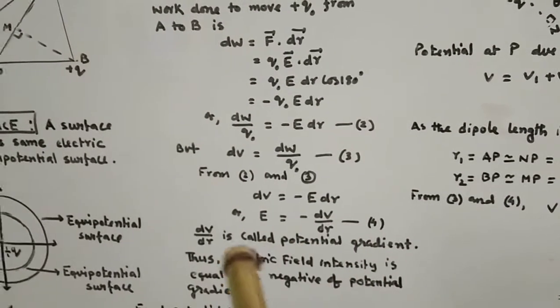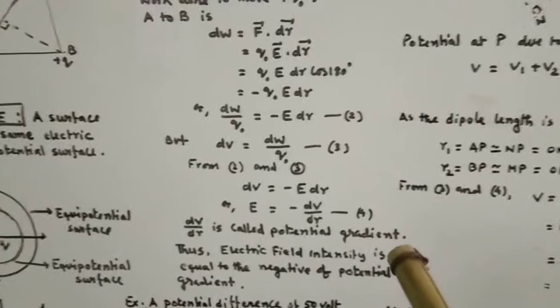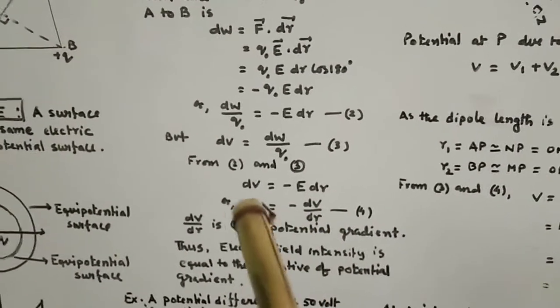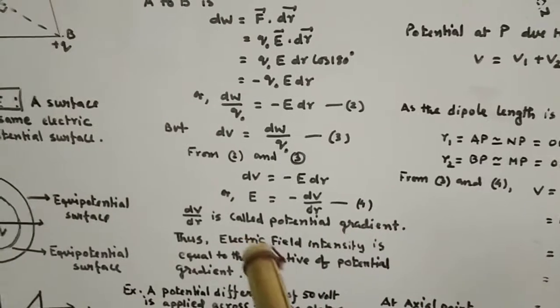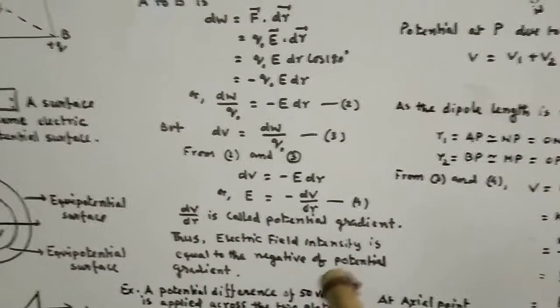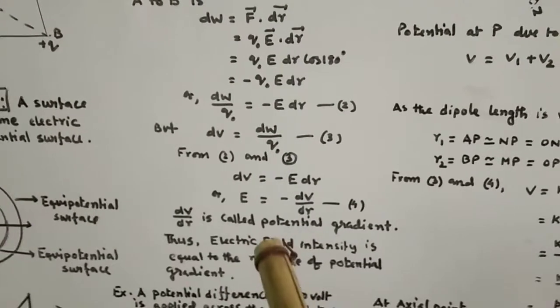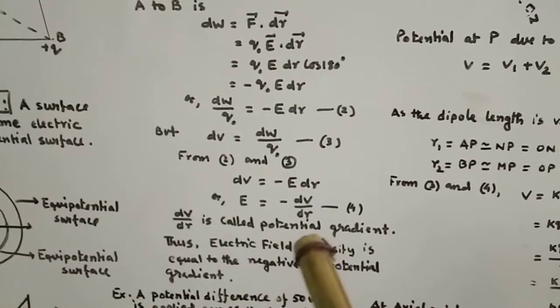Now dV by dr is called potential gradient because it changes with respect to the distance. So this expression can be stated as: electric field intensity is equal to the negative of potential gradient. If any physical quantity changes with distance, then we can define that as a gradient.